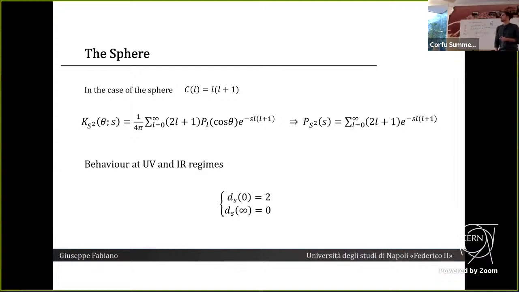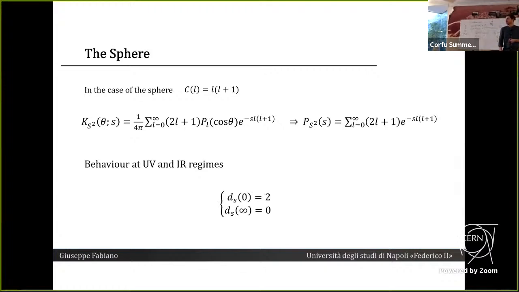In the case of the sphere, the Casimir is L times L plus 1, and when we plug this into the previous formula, we obtain a simplified expression for the return probability on the two-sphere. When we evaluate the spectral dimension in the asymptotic regime in the ultraviolet, we get the number 2, which is correct, because in the ultraviolet regime, as we do when defining Riemannian manifolds, we are looking at the manifold up close. So the role of curvature is not present. We do not see the curvature. It's like we see basically a plane.